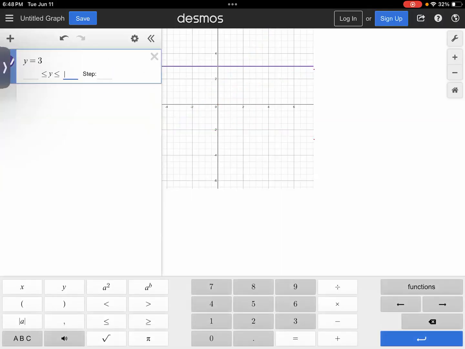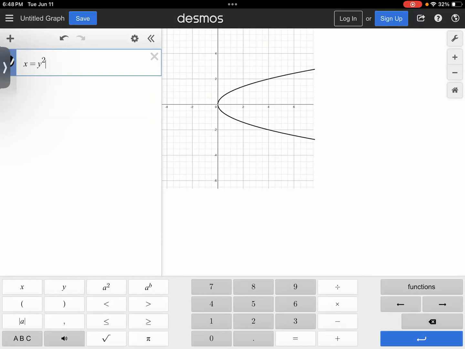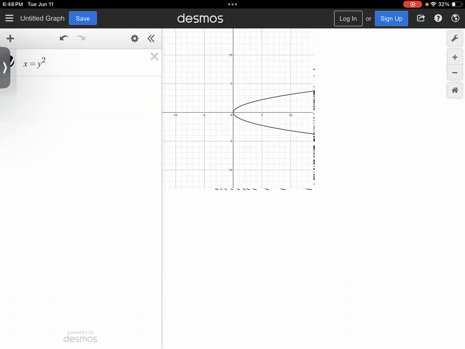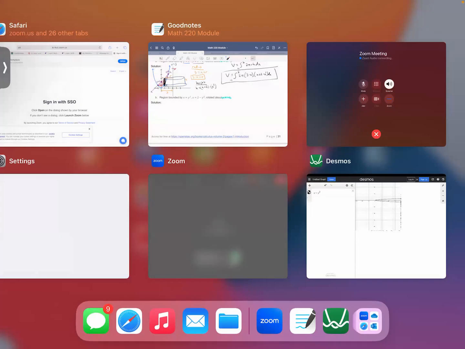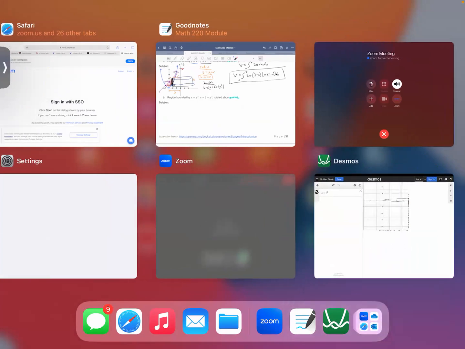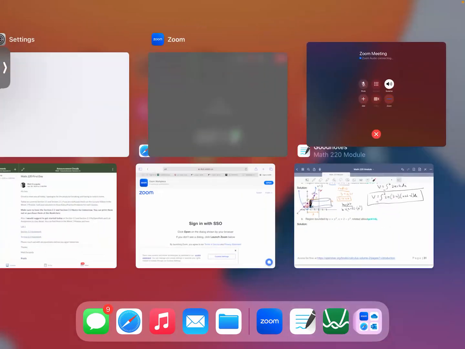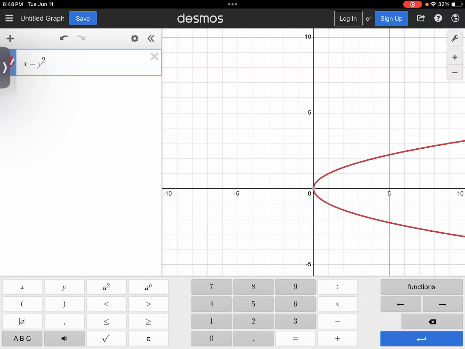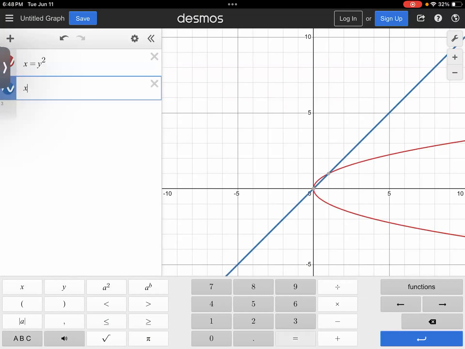Let me get rid of this stuff. The function is x equals y squared. Don't know why it looks like that. Let me reboot this. Okay, let's try this again. So x equals y squared. There we go. And we have x equals 2 minus y squared.